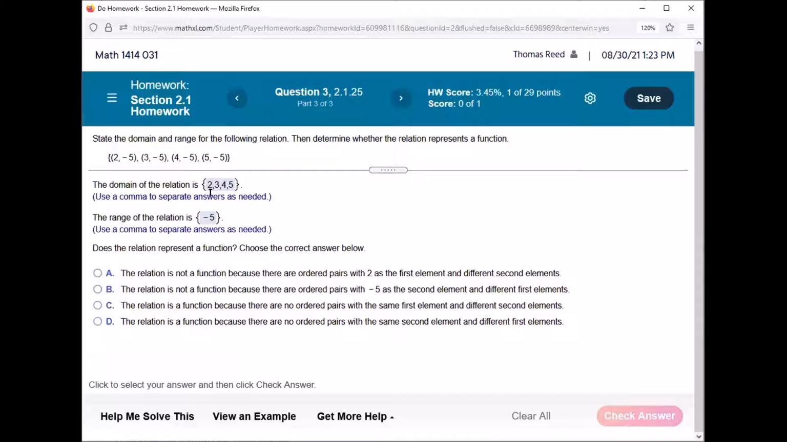Does this represent a function? Does each X value, so does 2 go to just one Y value? Is 3 paired with just one Y value? Is 4 paired with just one Y value? Is 5 paired with just one Y value? It doesn't matter if the Y values are the same. What matters is whether there are two Y values that go with any of those X's.